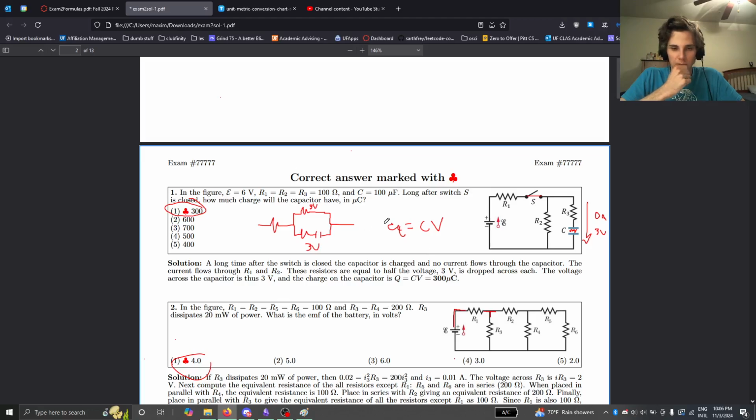This is kind of just a tricky conceptual question. A capacitor will absorb the current, so long after a switch is closed, there won't be any current flowing through this wire. And so when you're assigning voltages, you can effectively just treat it as two resistors in parallel. So this will get 3 volts, and this will get 3 volts.